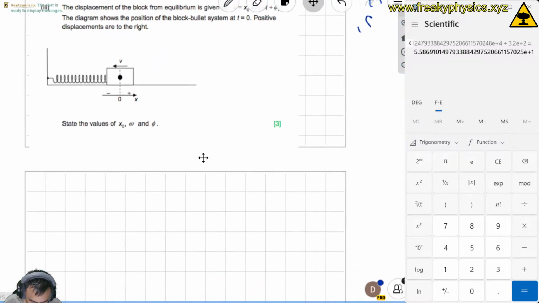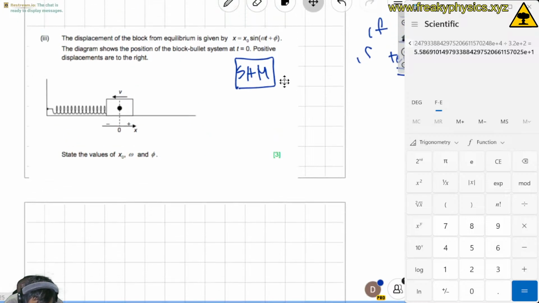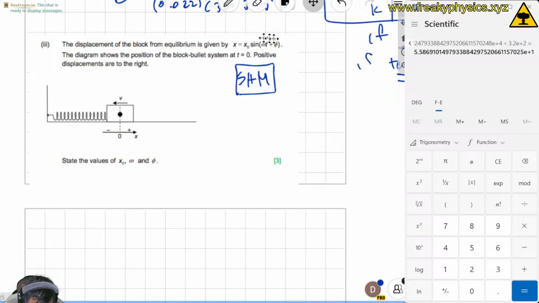Just before this question, there's a question that says it oscillates in simple harmonic motion, and how do we find the period of the motion? All right. What else is given? Because this is already simple harmonic motion, you are given the equation here, right? We're giving that after. Oh, after. So the diagram shows the position at t equals 0. Positive displacements are to the right. State these values.